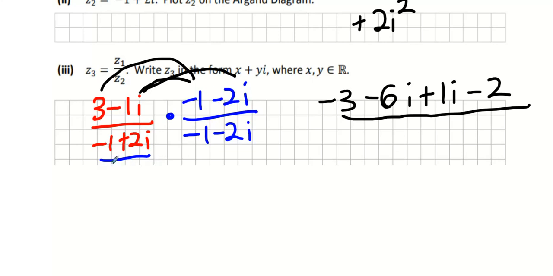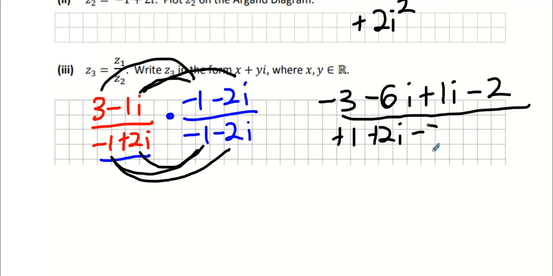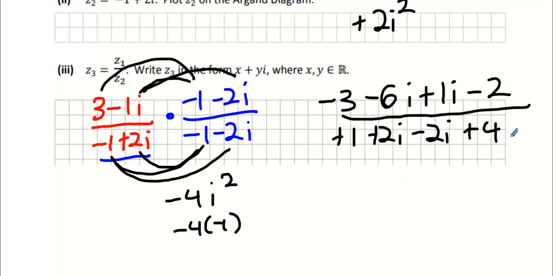Now what happens here? What's minus 1 by minus 1? Plus 1. Minus 1 by minus 2. Plus 2i. 2i by minus 1. And then finally 2i by minus 2i. i squared, and that turns into plus 4 on the bottom. You cool with that? Now let's look what happens.